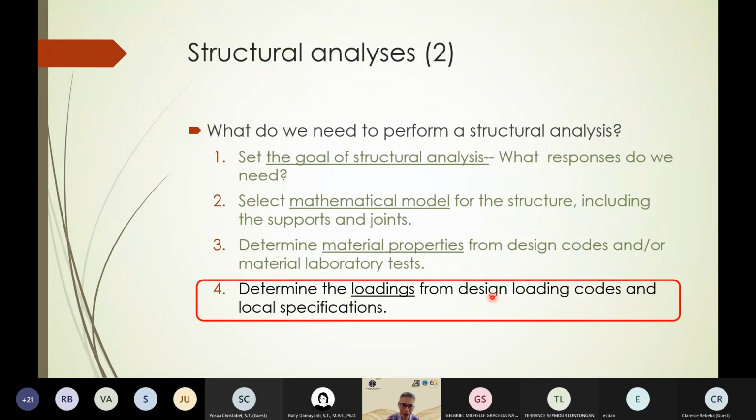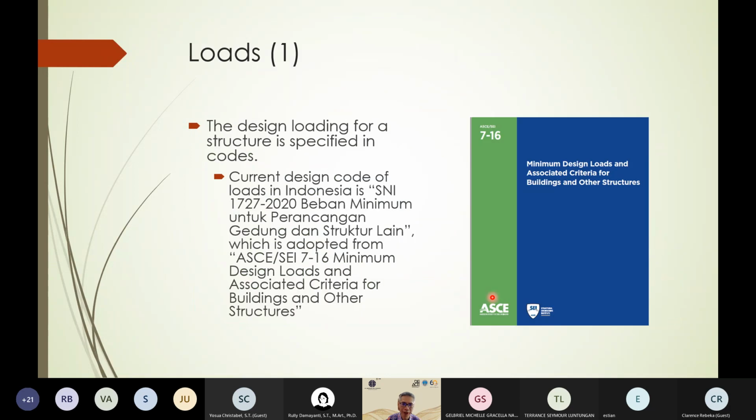Lastly, about the loadings. How to determine the loadings? The loadings normally we refer to design codes. One of the most popular design codes is this one, Minimum Design Loads and Associated Criteria for Buildings and Other Structures. This is also the code that is adopted in Indonesia. Okay.